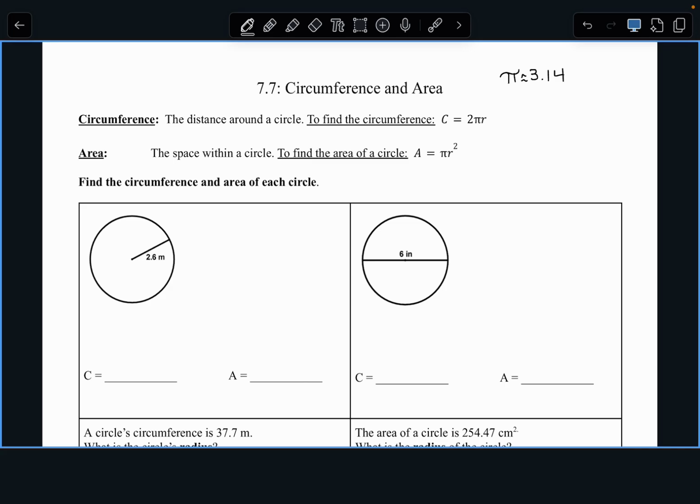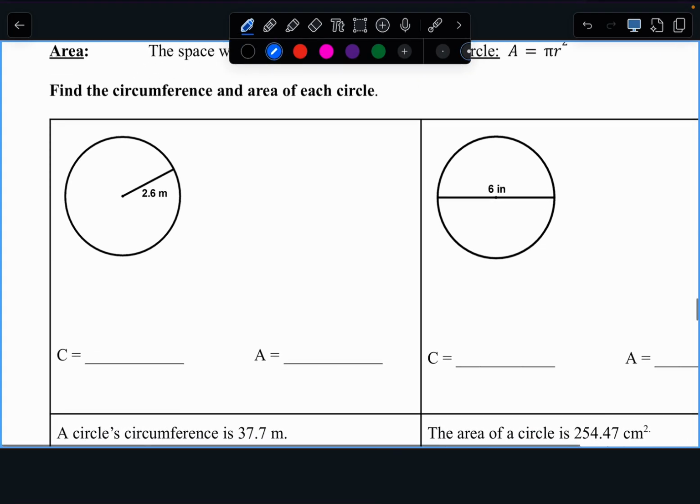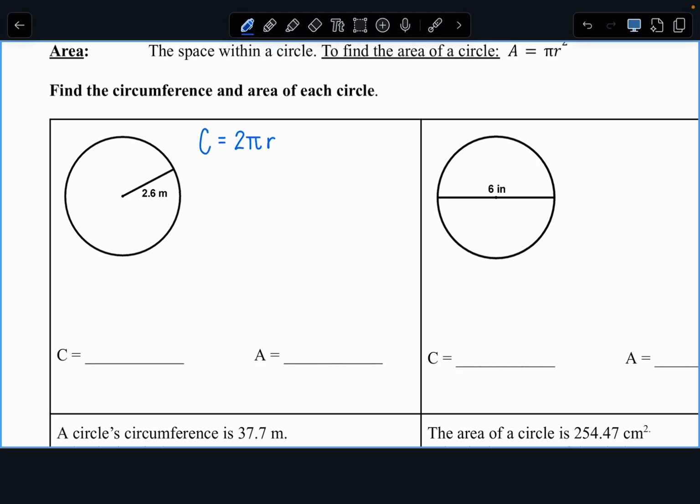So what we're going to do for each of these, we're going to find the circumference and the area. So circumference is equal to 2 pi r. And here you'll notice that the radius is 2.6. So what we would do is 2 pi times 2.6. So if you need to use a calculator, that's fine. You can go grab one.